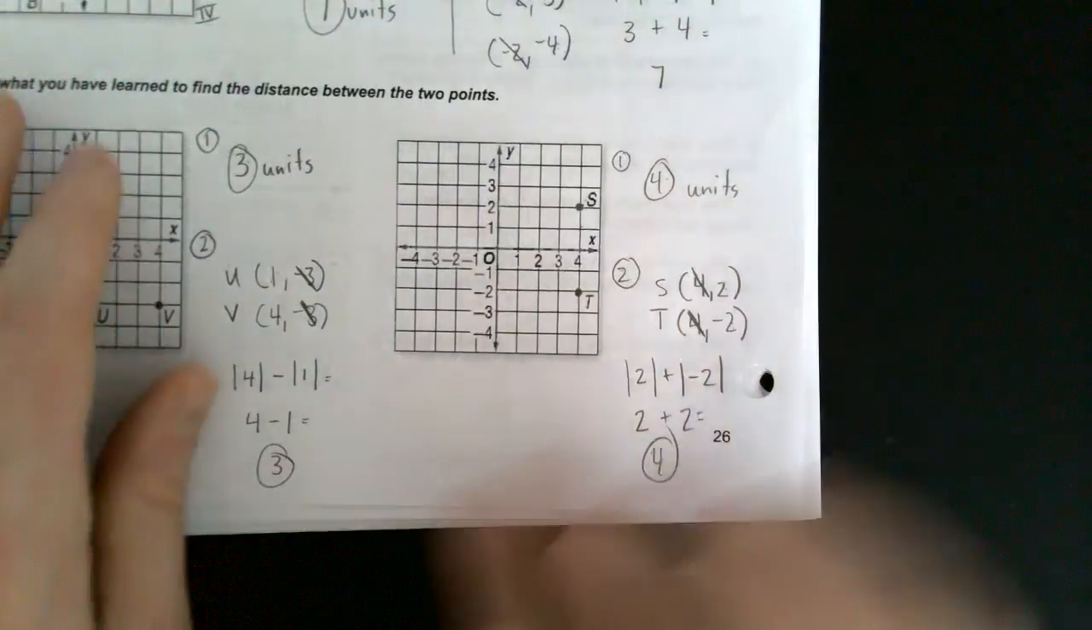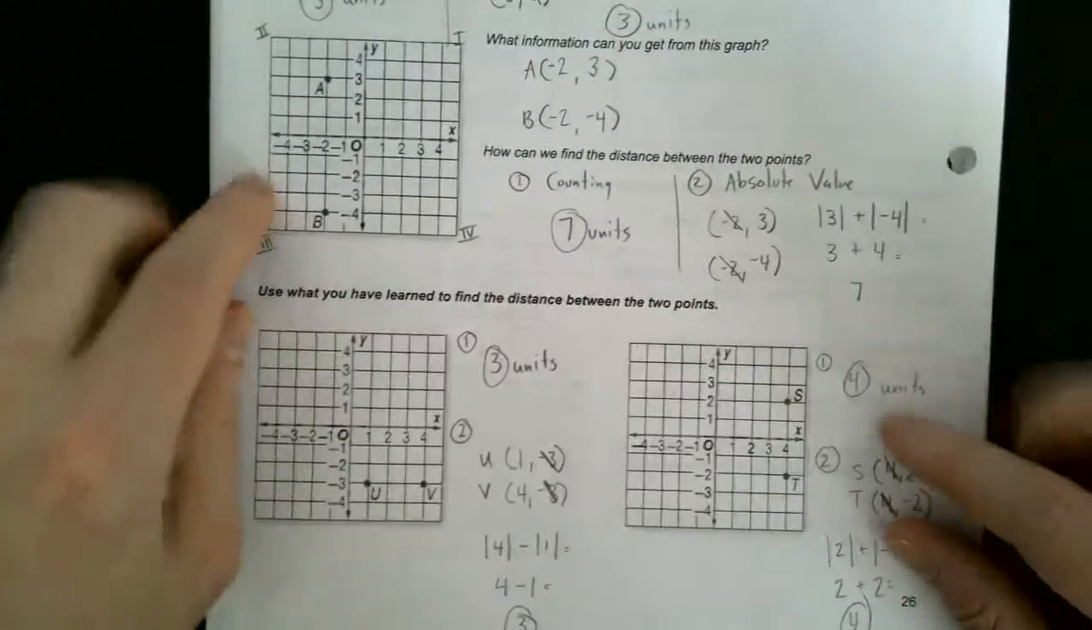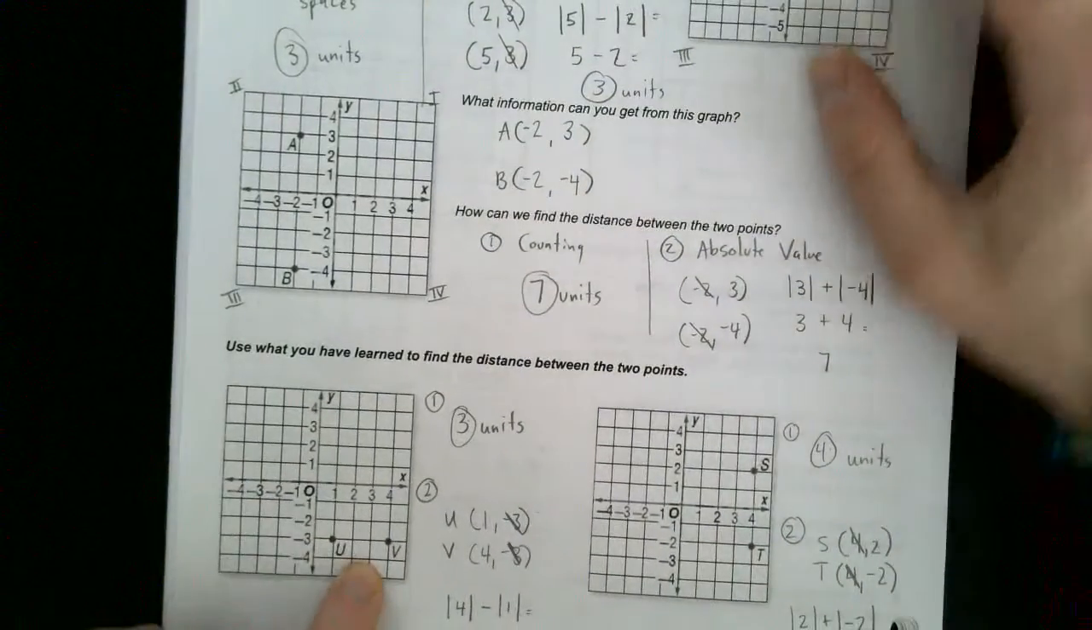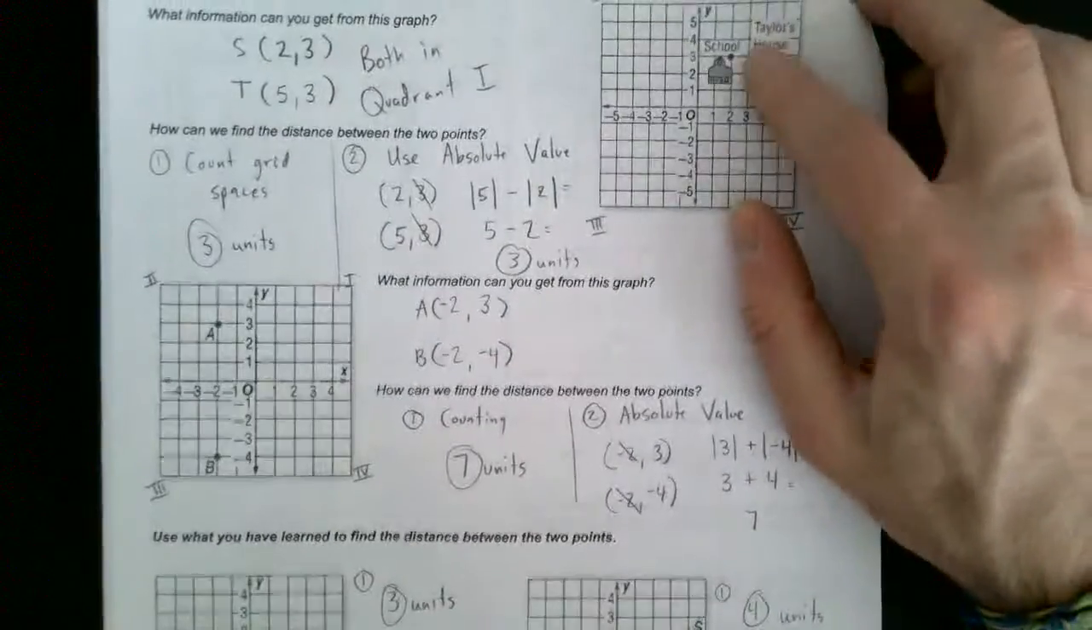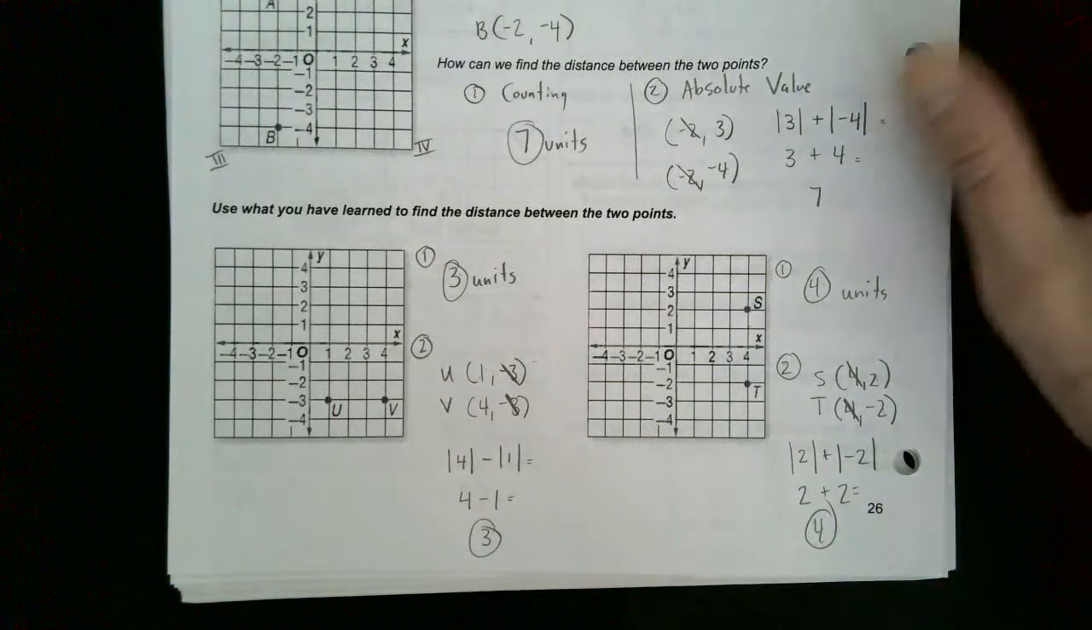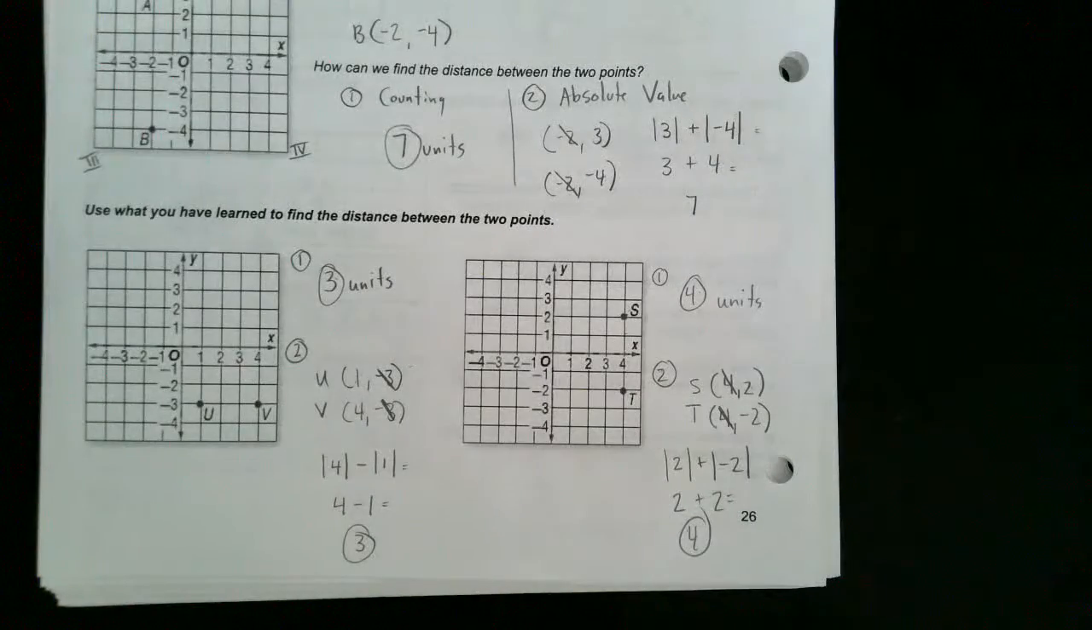So let me see if I can show you once. These two examples here we added. We added the absolute values. In the top example, the one with Taylor's house and the school, this example and this example, we subtracted the absolute values. There must be a reason. Maybe we'll talk about that tomorrow. If you can figure it out, let me know tomorrow and we'll talk about it.